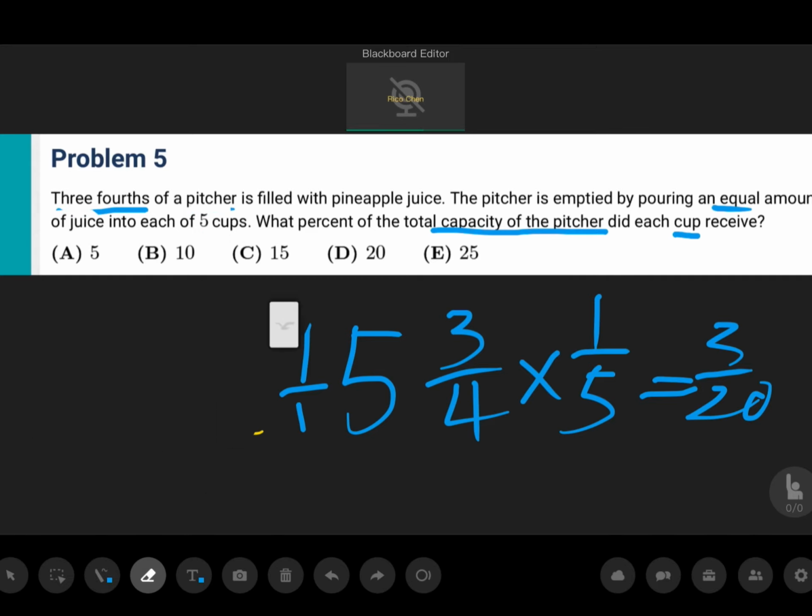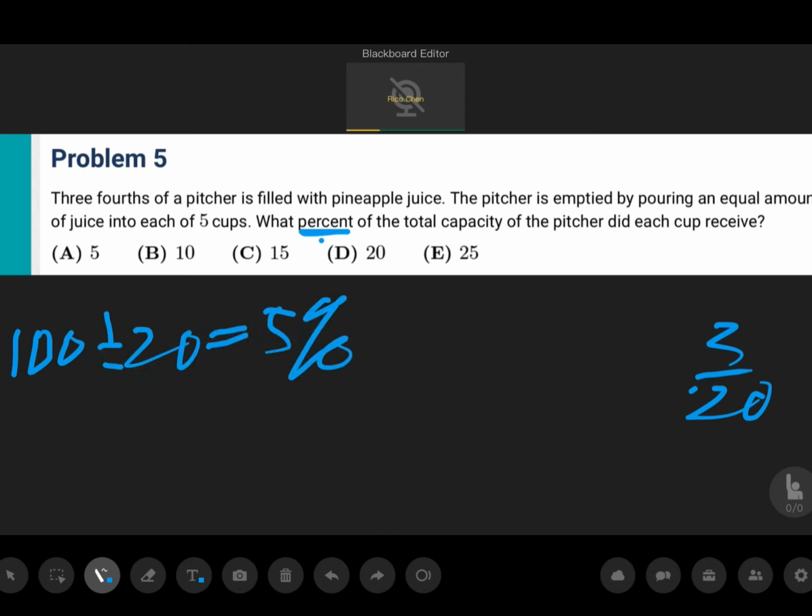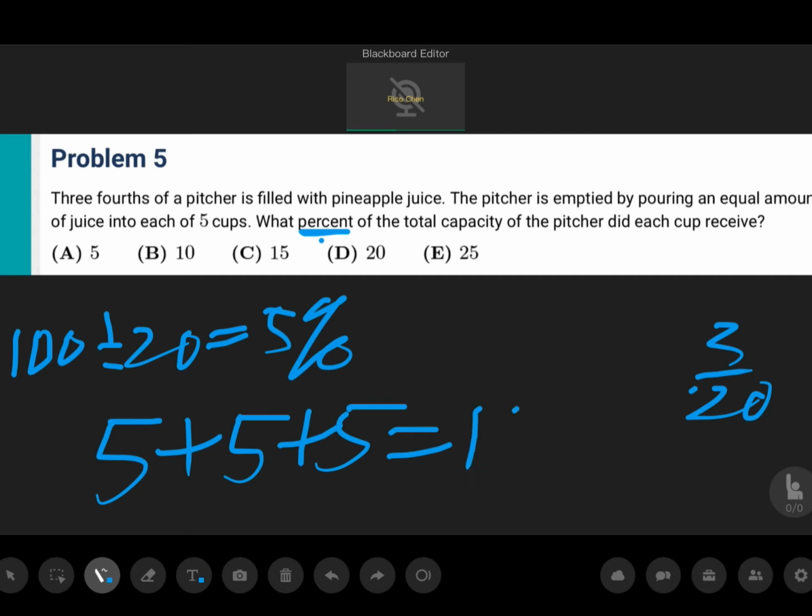Now, if you're really good at math, you could probably see already that it's 15 because it asks percent. But for those of you who don't know, I will explain. So, percent means per 100. So, 100, and then if it's every 20, 5%. So that means 1/20th equals 5%. So, if we have 3 of these 5%, we have 5 plus 5 plus 5, which equals a total of 15%, which is C, 15.